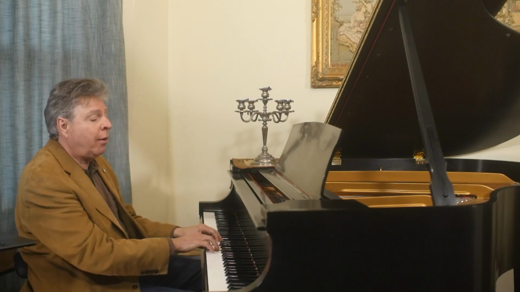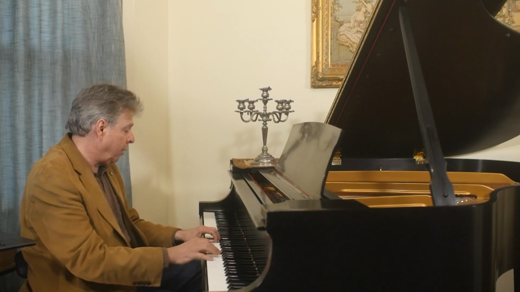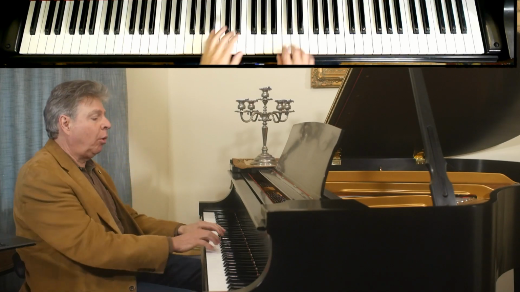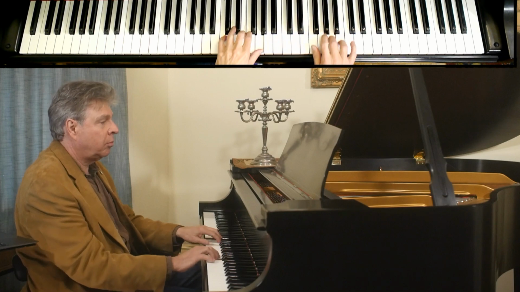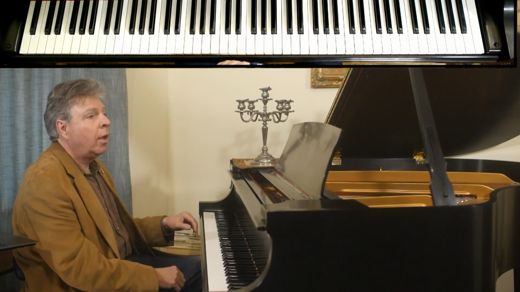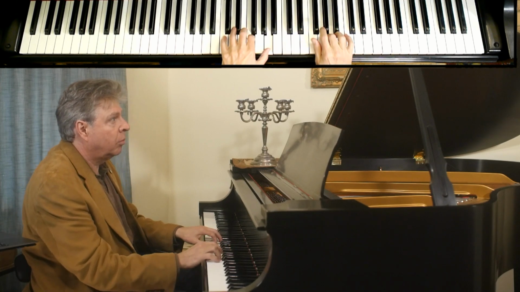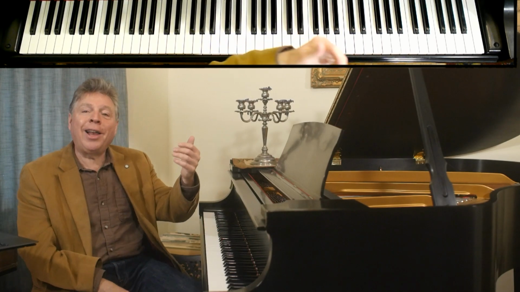Pieces in 4-4, for example, are not 1-2-3-4, 1-2-3-4, but it's usually 1-2-3-4, 1-2-3-4. So the 1 is the strongest beat, the 3 is the second strongest beat, and the 4 is the weakest beat. If you were to play that with all the beats being equal, instead of with the emphasis on 1 and 3, you can hear the elegance already.